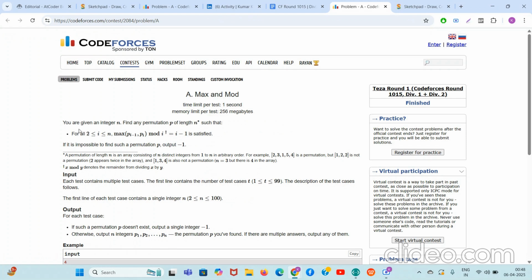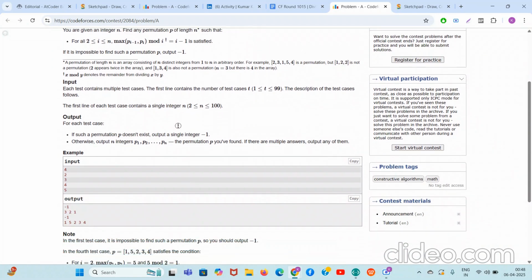So guys, they are saying that you are given an integer n. Try to find any permutation p of length n such that this condition is satisfied. Now this is a pretty big condition, right? They are saying that your permutation should satisfy this condition. Now, the actual proof of this can be very difficult, but because this is problem number A, the input and output should give you enough hint what to do and how to do.